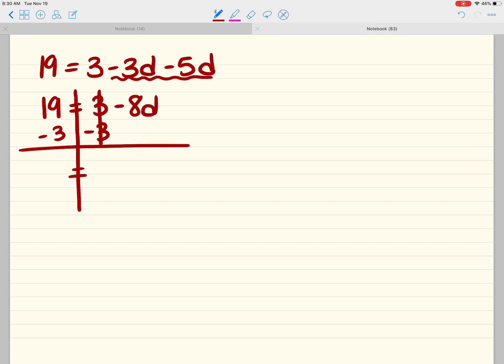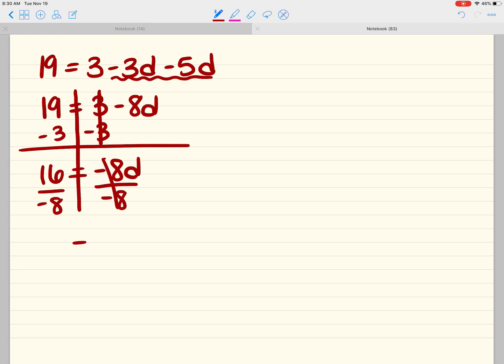Sorry, on the right side. Negative 8d. And then 19 minus 3 would be 16. Okay? You have to be careful too, because some people will leave off this negative sign because they think it's subtraction, which it is. But if those 3's cancel, you have to take that sign with it. All right? So last step to get the variable by itself here is to do what? Divide by negative 8. Okay?